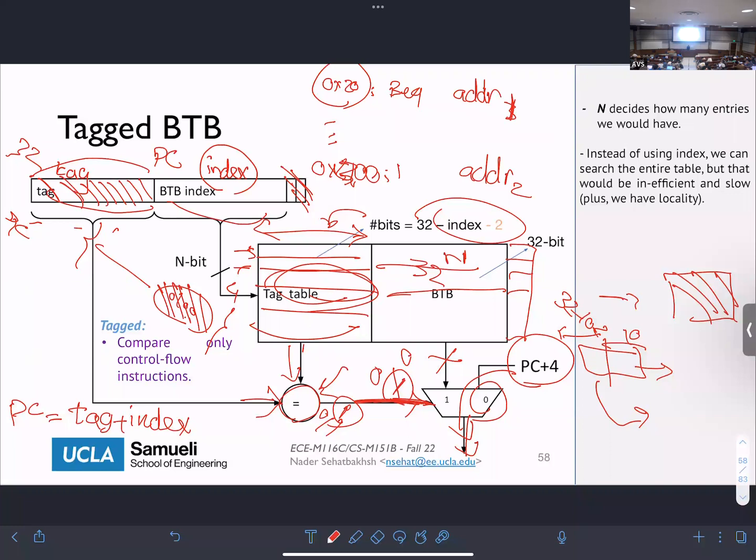So the question is: is it possible to have the same index but a different tag? Yeah, of course. Let's say your index is 0, 0, 0, 0. Everything that has values where the last n bits are 0, 0, 0 matches the same table entry. So they compete for the same entry, and that's the problem with having fewer entries in your table. They kick each other out, but nothing bad happens in terms of correctness.